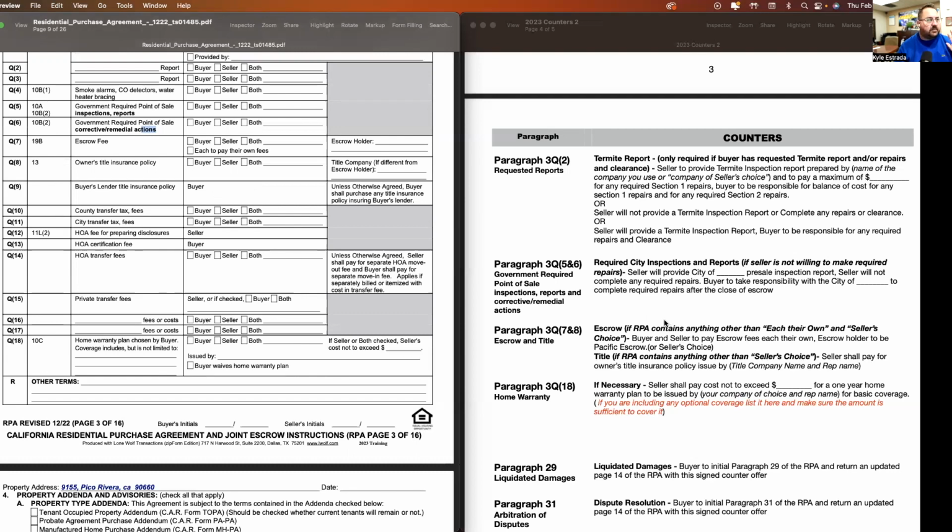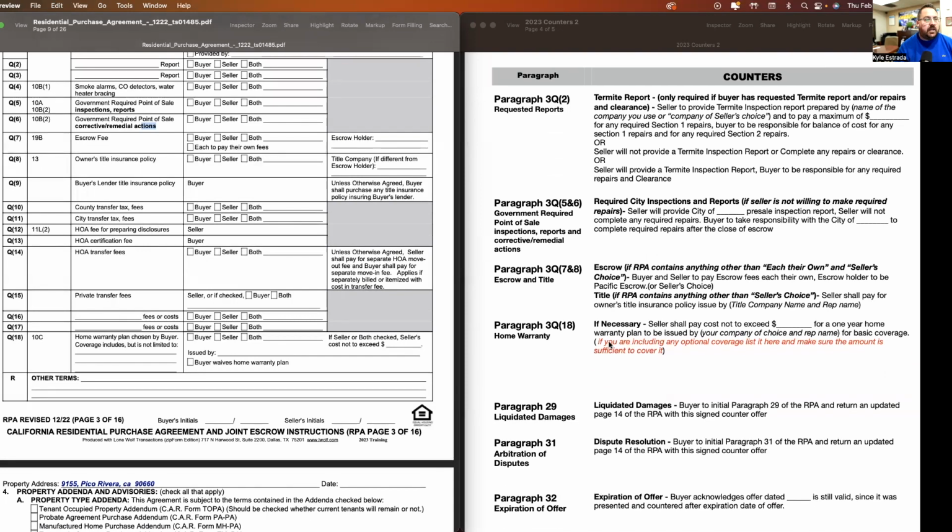Title, the thing with title is I keep seeing people checking both. No, it's the seller is usually the one responsible for it. So seller shall pay for owner's title insurance policy issued by title company name and the rep name. So, put your rep name in there, because escrows don't have the name, they won't necessarily assign it to that specific rep. Okay. So please make sure that you're putting the title company name and the rep's name when you're countering this.